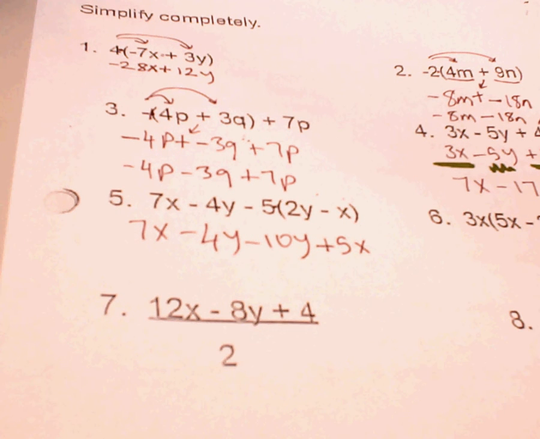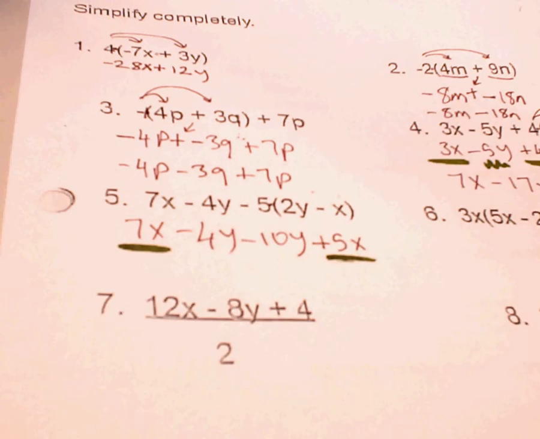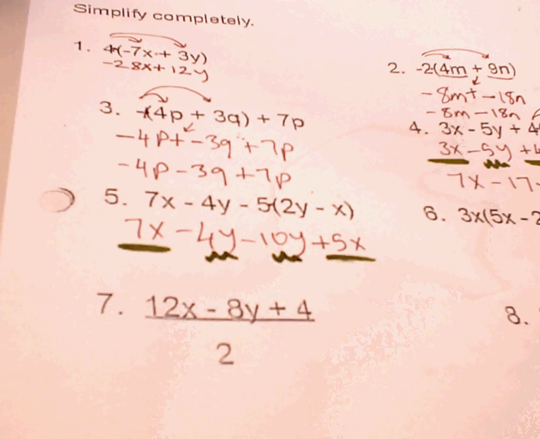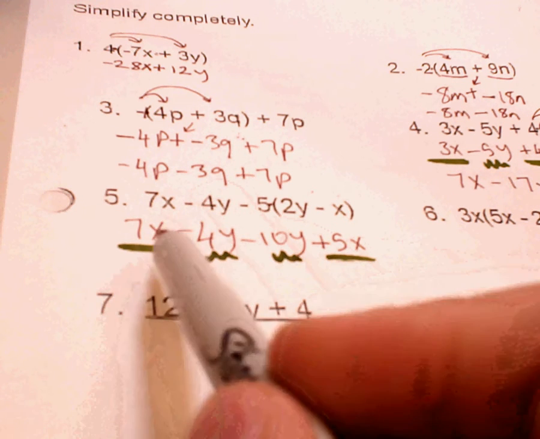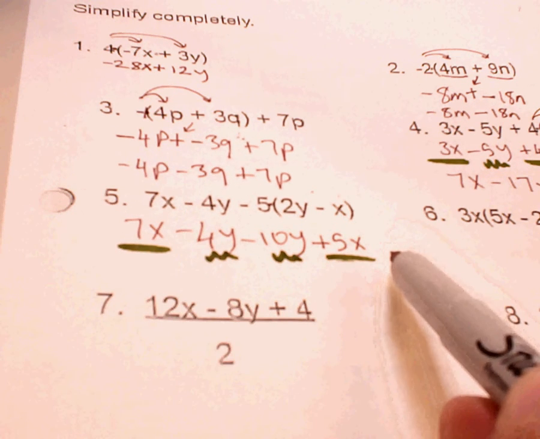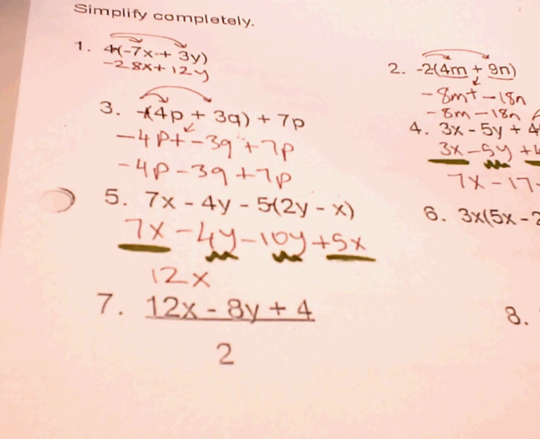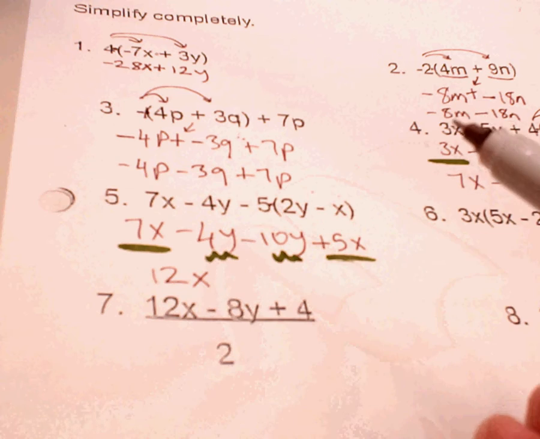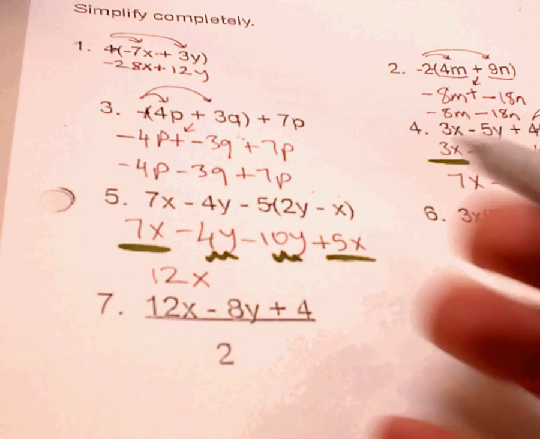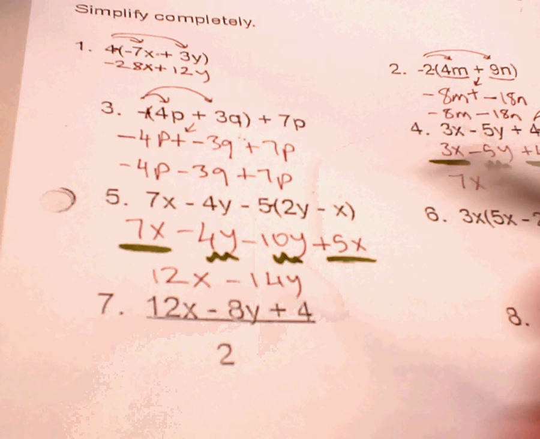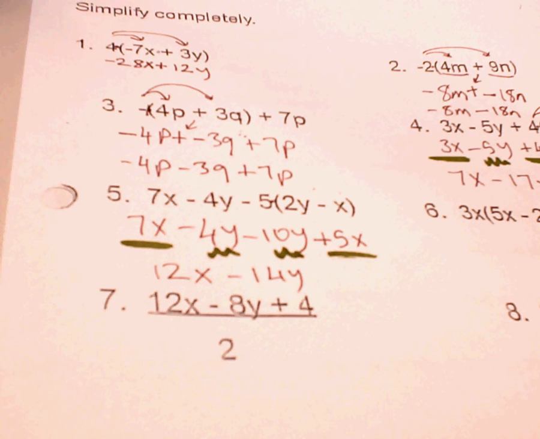Now let's check to see if we have any like terms here. I have x's as like terms and I have y's as like terms. 7 xylophones and 5 more xylophones, you have 12 xylophones. Negative 4 yo-yos, negative 10 more yo-yos, you end up with negative 14 yo-yos. Negative yo-yos doesn't make sense. Let's say that you owe 14 yo-yos. That's how we would express a negative.